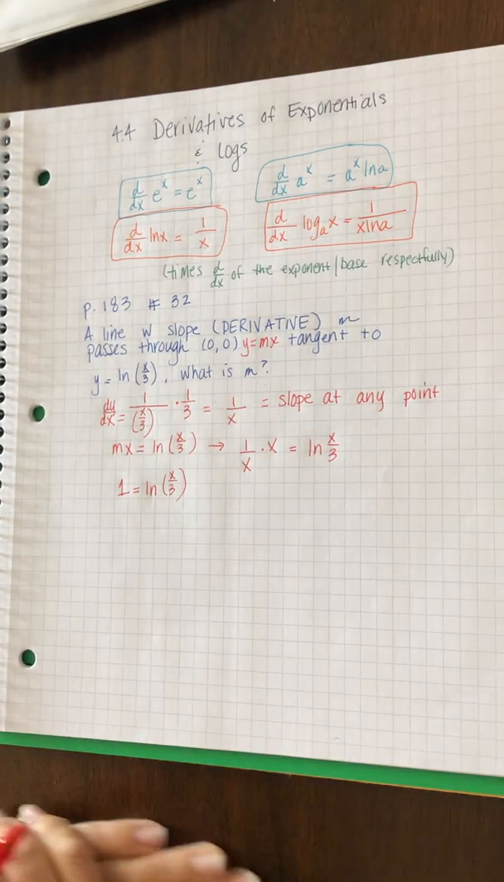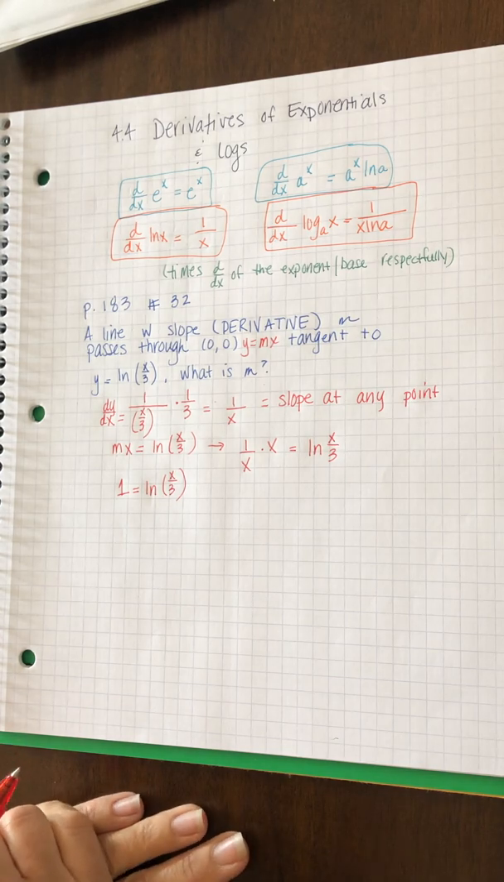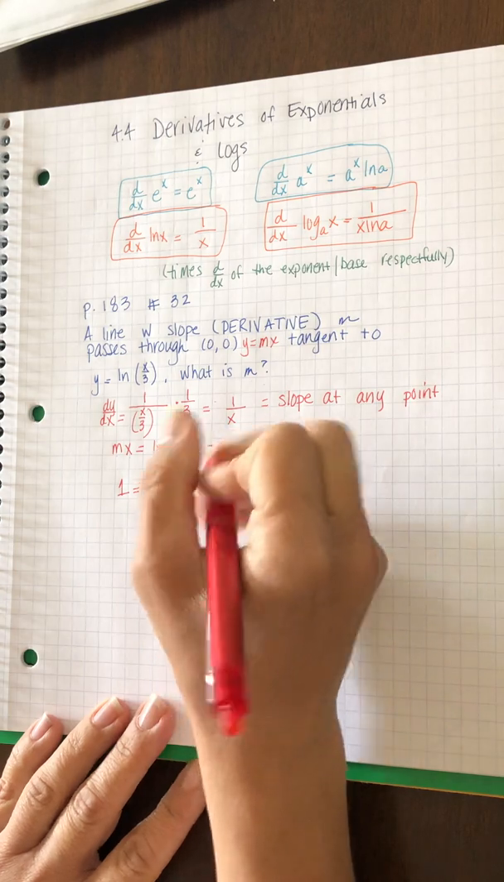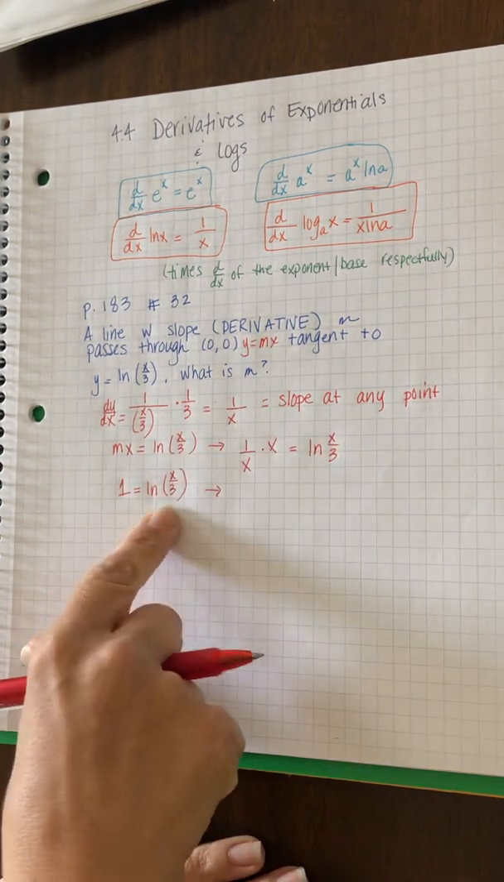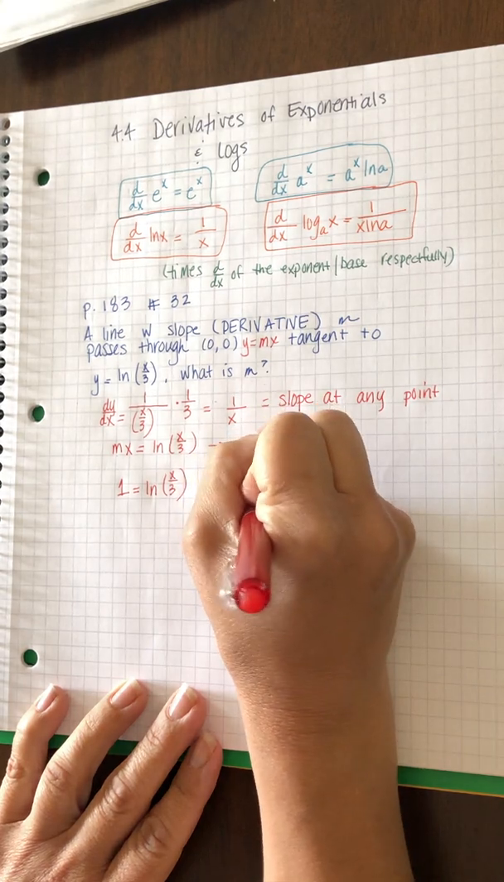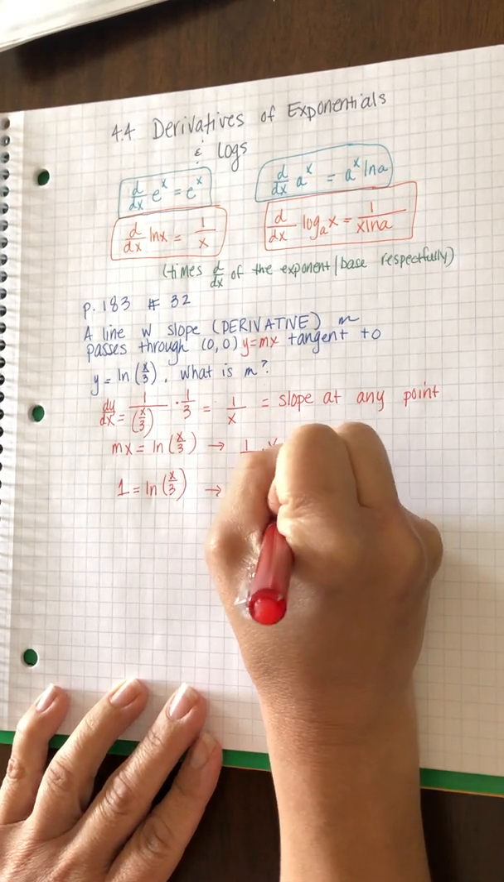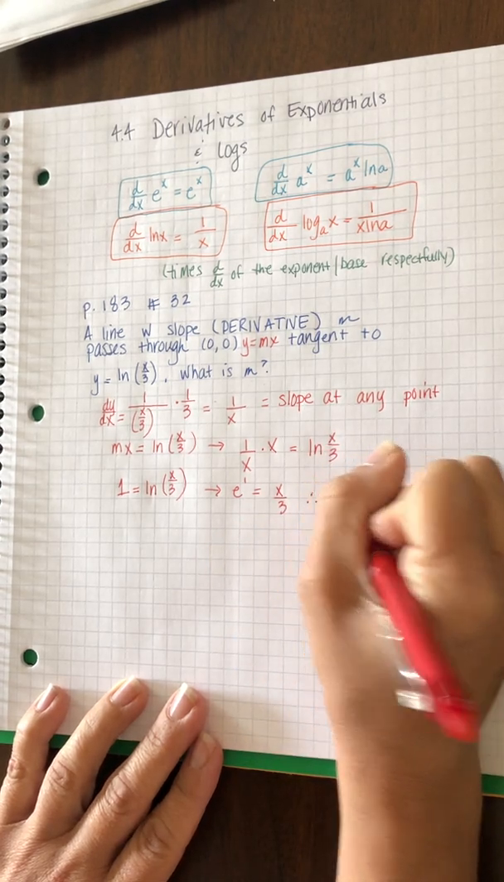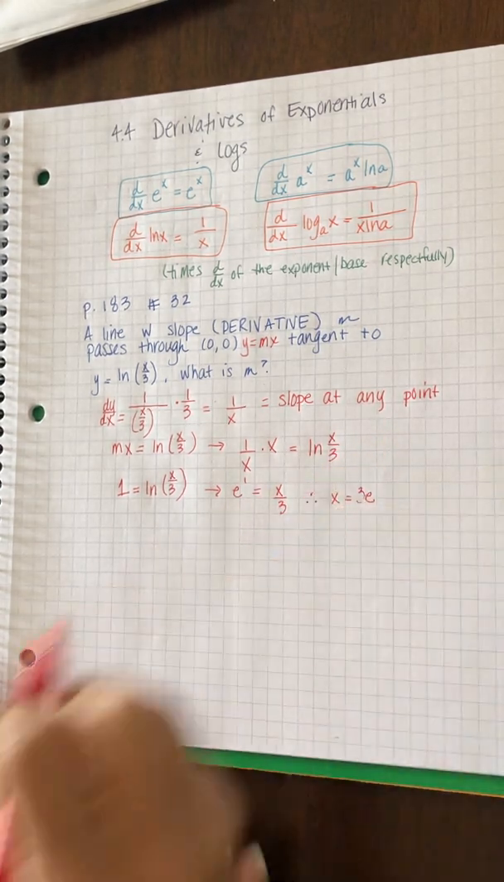The natural log of x over 3 equals 1. Okay, let's change forms. The base is e, so when you change from log form to exponential form, you get e to the first equals x over 3. Therefore, x equals 3e.